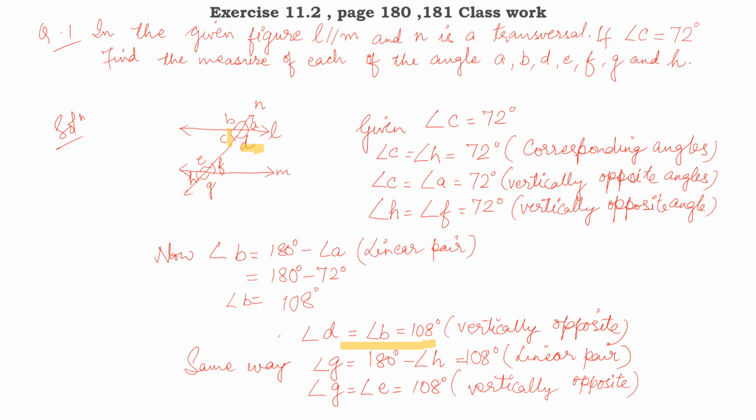Okay. I have written here vertically opposite. Vertically opposite is also a term we have studied. Angle C will be equal to angle A, vertically opposite. So whatever is C is A and whatever is D is B. Or you can use the linear sum property. So you will see the steps and you will understand how they are done.